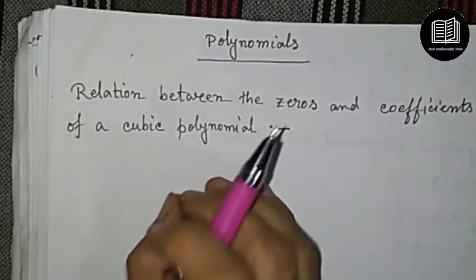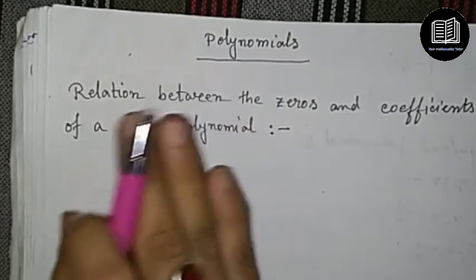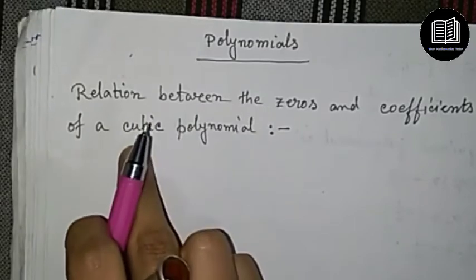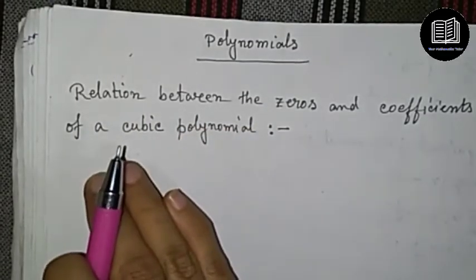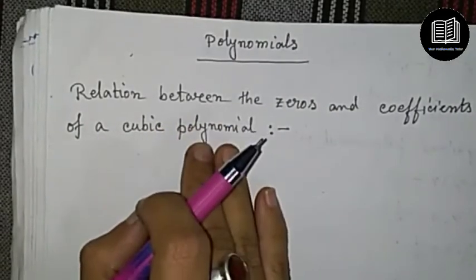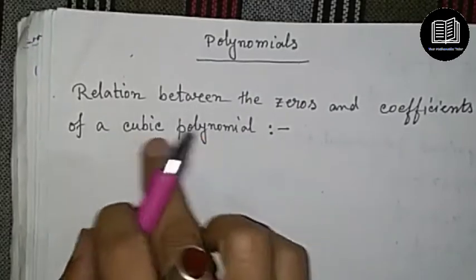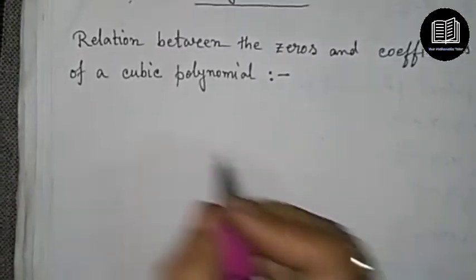Today we will derive the same result, that is the relation between zeros and coefficients, but for a cubic polynomial. Our previous result was for quadratic polynomials. Today our result is for cubic polynomials. Okay, so let's start.